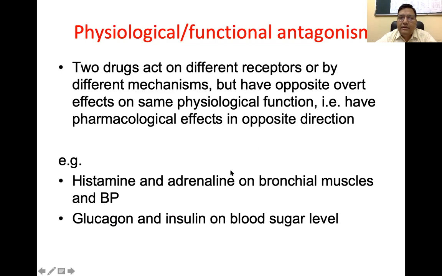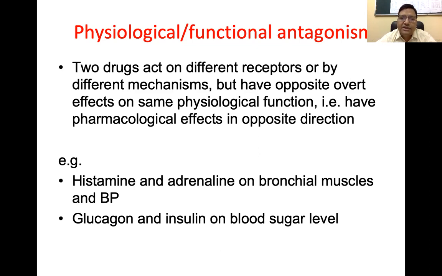Next is the physiological antagonist or the functional antagonist. When two drugs are given, they are acting on different receptors or by different mechanisms, but they are having the opposite effect on the same physiological function. That is, they have the same pharmacological effect, but in the opposite direction. So such types of antagonists are known as physiological antagonists.